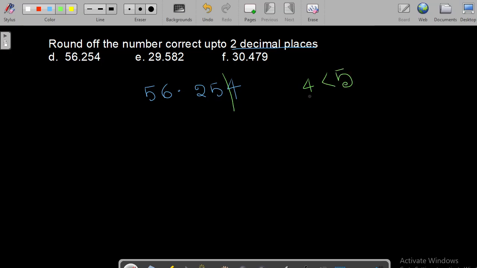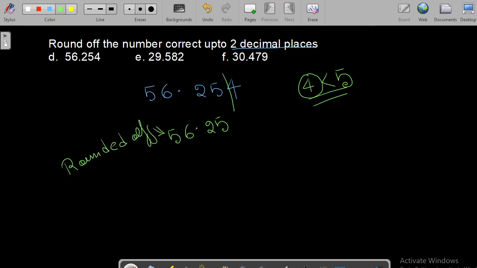In this scenario, what do we do? If the digit after the cutoff line is less than 5, then what do we do? Then we do nothing basically. We don't do anything. We don't add anything. We simply keep it like this. So the rounded off number stays 56.25.